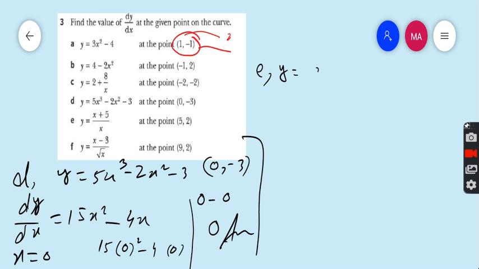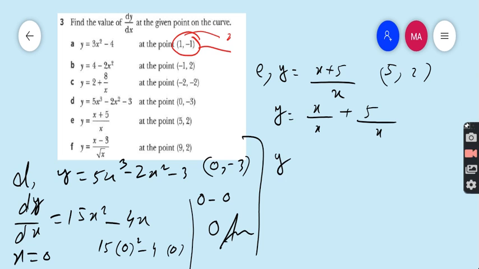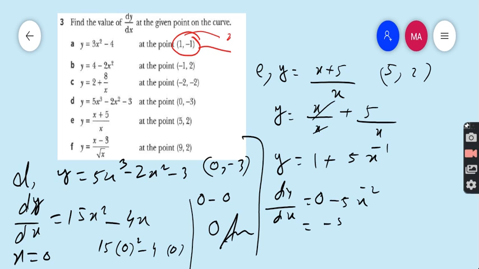y = (x + 5)/x at the point (5, 2). So y = first write x/x, then 5/x. x cancels by x, remaining 1, and this x becomes the numerator. So dy/dx: the derivative of 1 is 0, 5 times −1 is −5, x^−2, that is −5/x².